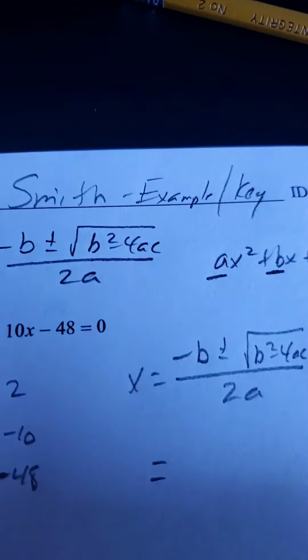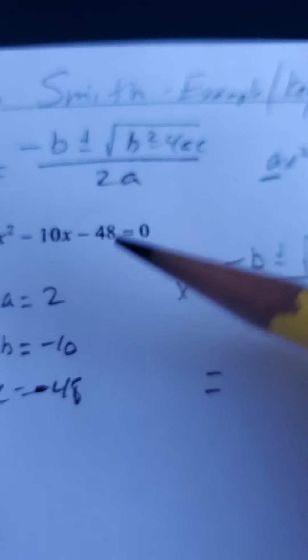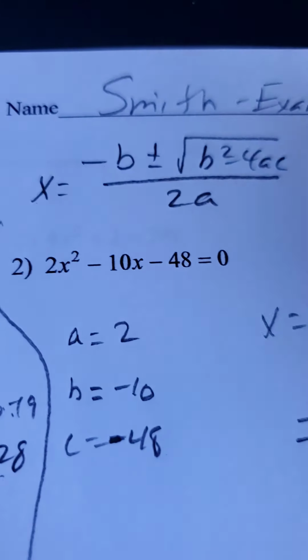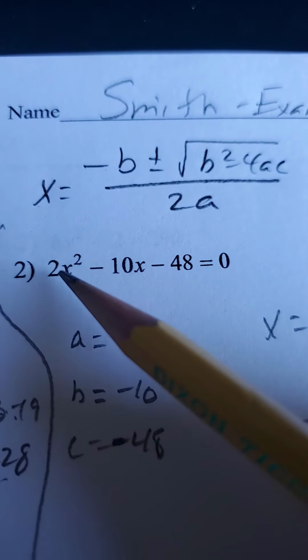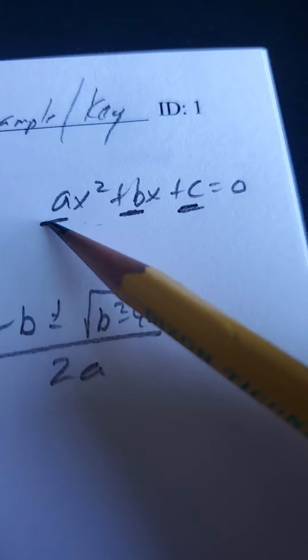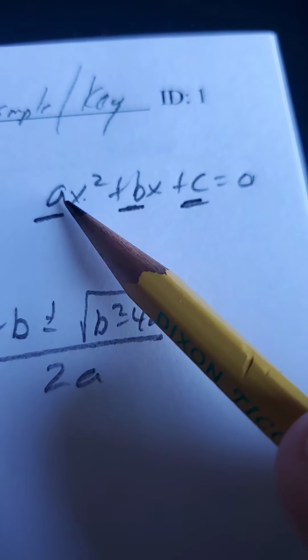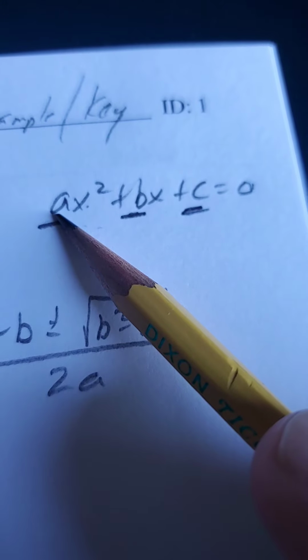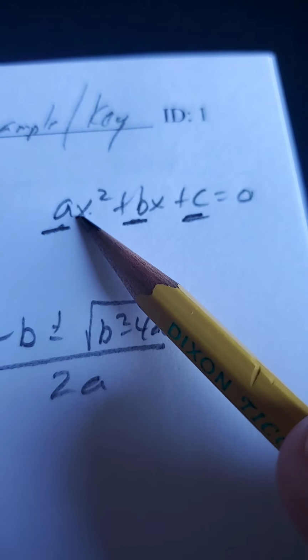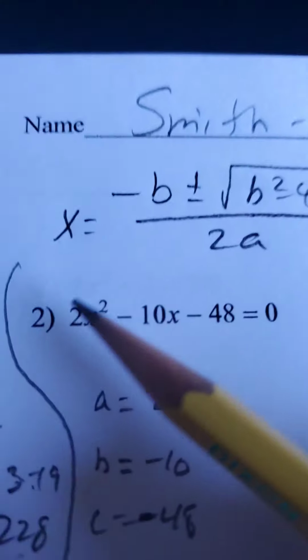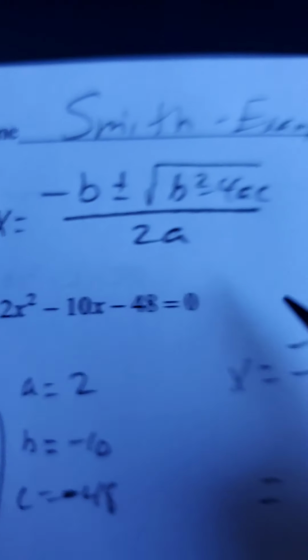Okay, to try to save a little bit of time, I've already written down the formula and things like that. I've already written down what A, B, and C are. Number 2, reminder, this is the standard form. Get everything on one side, 0 on the other. When you do, the x squared term is the one that has the A. A is being multiplied by x squared. So in this case, A is 2.